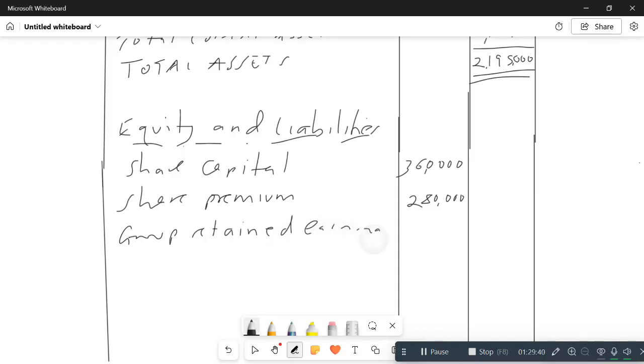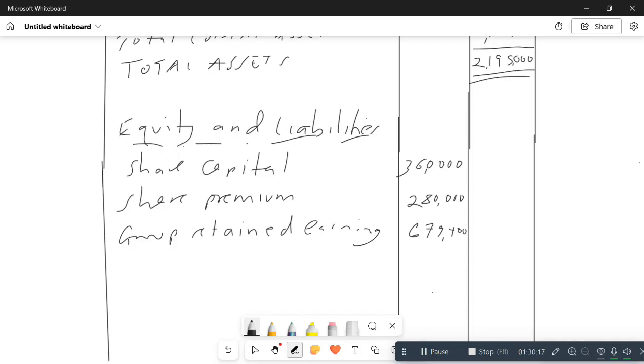Group retained earnings, we calculated it from the group. It was 679,400. It was under working. You can even verify the working. It was working 8, working 7. You can go and check working 7. You will get that group retained earnings.